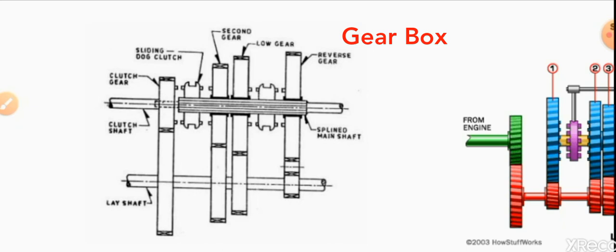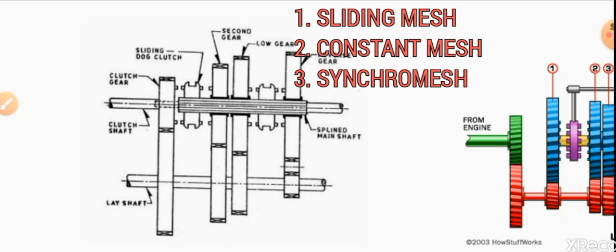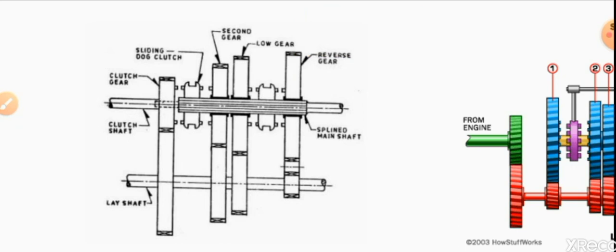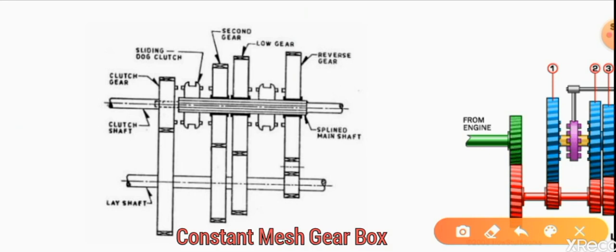So basically there are three types of gearbox: first, sliding mesh gearbox, constant mesh gearbox and synchro mesh gearbox. So let me study the constant mesh gearbox. In this figure, the constant mesh gearbox is shown.